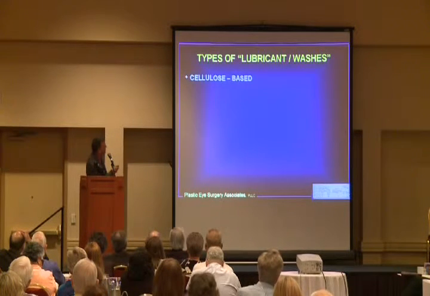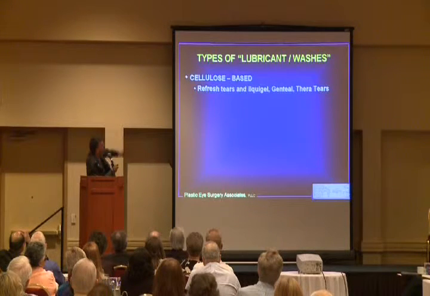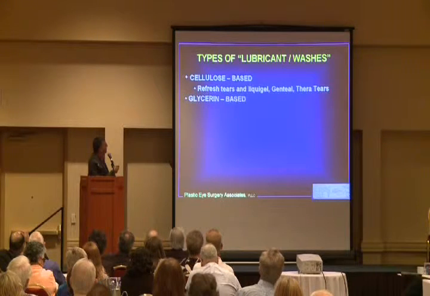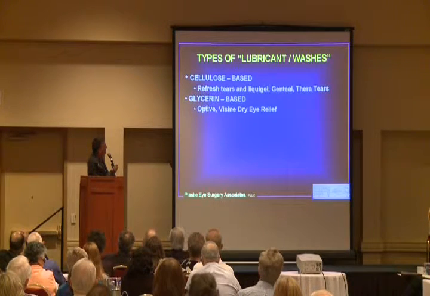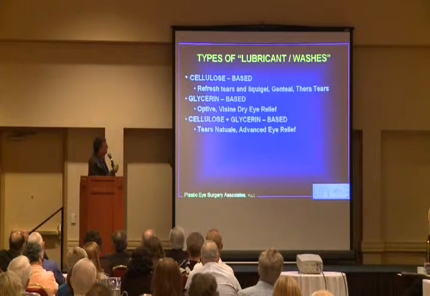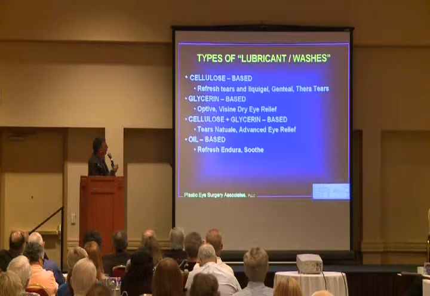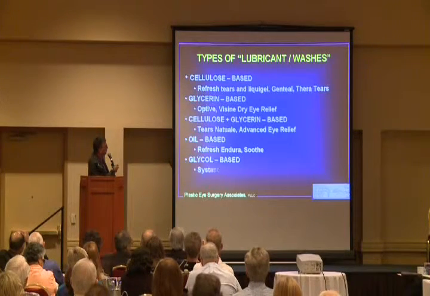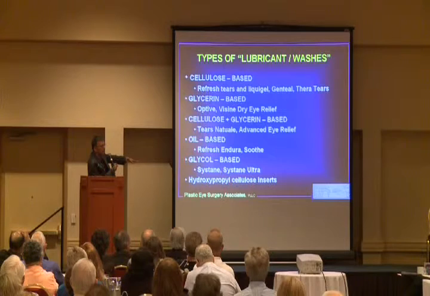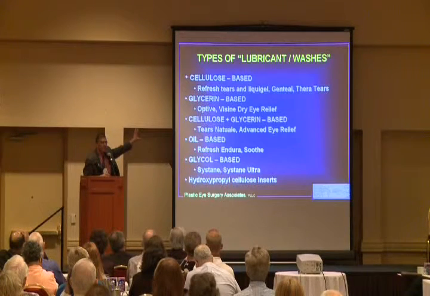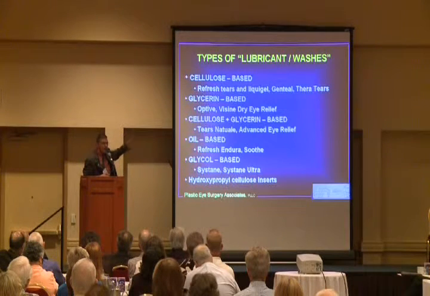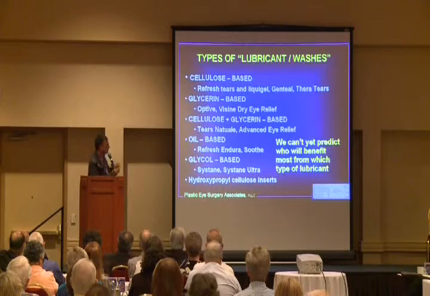So now you understand why you might try different kinds of tear supplements and why you might try a combination of different tear supplements. So these are all cellulose-based tear supplements. That's just the name of the stuff that's in there that keeps it on your eye. These are glycerin-based supplements. These are both glycerin and cellulose-based. Here are some oil-based and glycol-based. And then we also have these inserts that you can put in that will hold things in even longer. So you can understand how you know better than your doctor what makes your eye comfortable and why different drops might be good for different people.